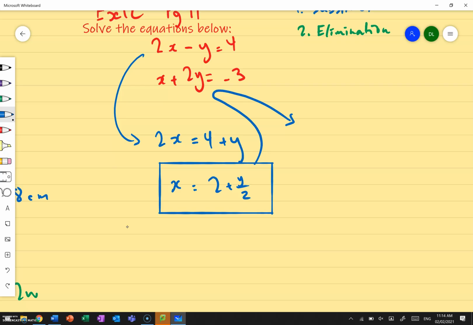I substitute that in. Instead of writing x, I'm going to write 2 plus y over 2. So I've got 2 plus y over 2, plus the rest of it, plus 2y equals negative 3. Are we okay with that? No. And you have to put it in brackets first. Does it matter in this case? No, so if it was 2 times x, then you're right, I would. I mean, it doesn't hurt to write brackets, you're absolutely correct. But in this case, I don't have to.